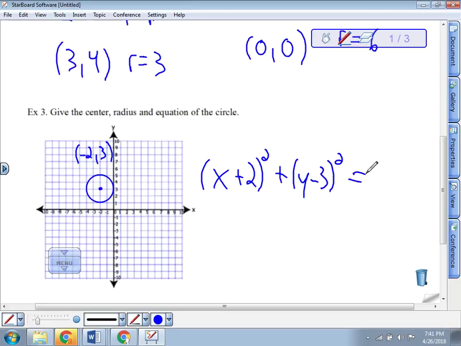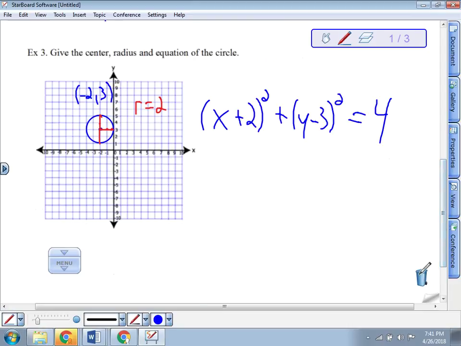equals. Now, how do I find the radius? I just like to count up vertically or horizontally. So if I go 1, 2, I can see the radius is 2. Again, that's a distance of 2, or this way, 1, 2. Again, you can see that the radius is 2. So radius equals 2, and I need to square that, so it's going to equal 4. That would be the equation of the circle.